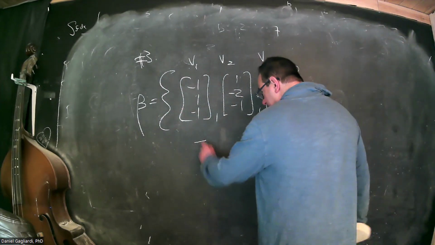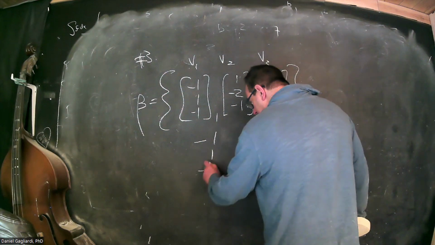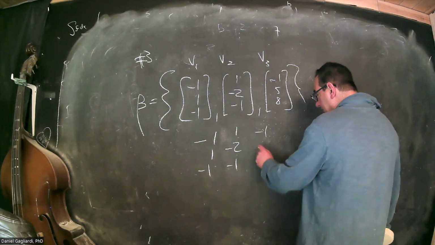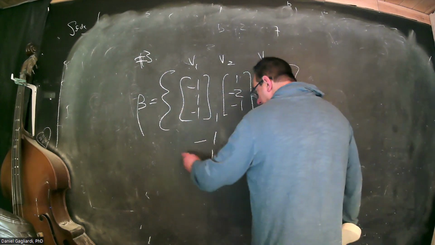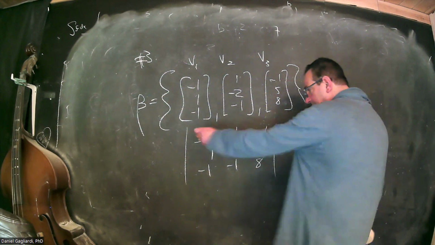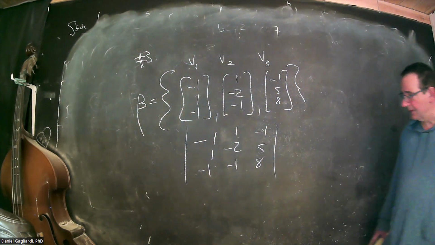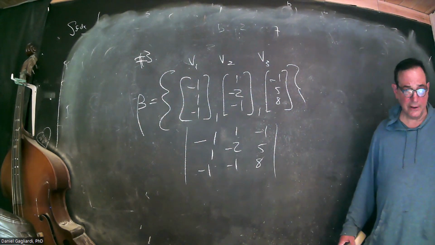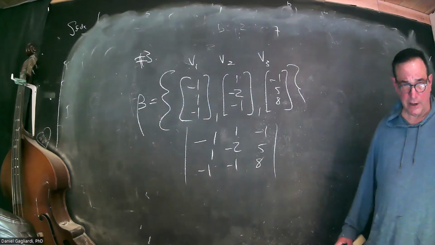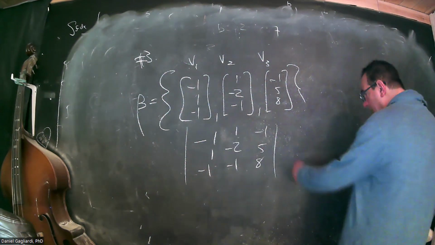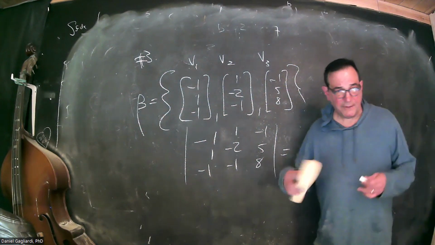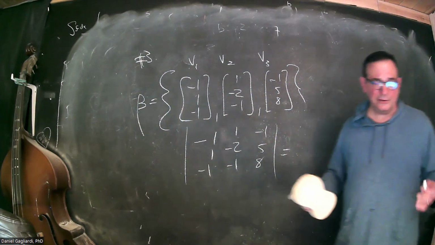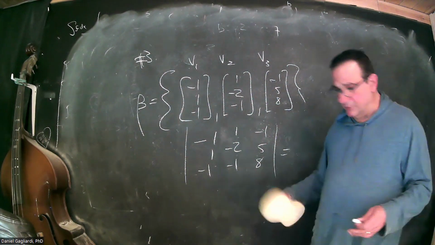Okay, so we have the matrix -1, 1, -1; 1, -2, -1; -1, 5, 8. Let's compute this determinant. I'll use the typical absolute value symbols to indicate the determinant. We're going to find the determinant by row reducing this to an upper triangular matrix. So let's go ahead and do that. If we factor something out, we'll bring it in front of the determinant. If we interchange two rows, we'll multiply the determinant by -1, and so on and so forth.